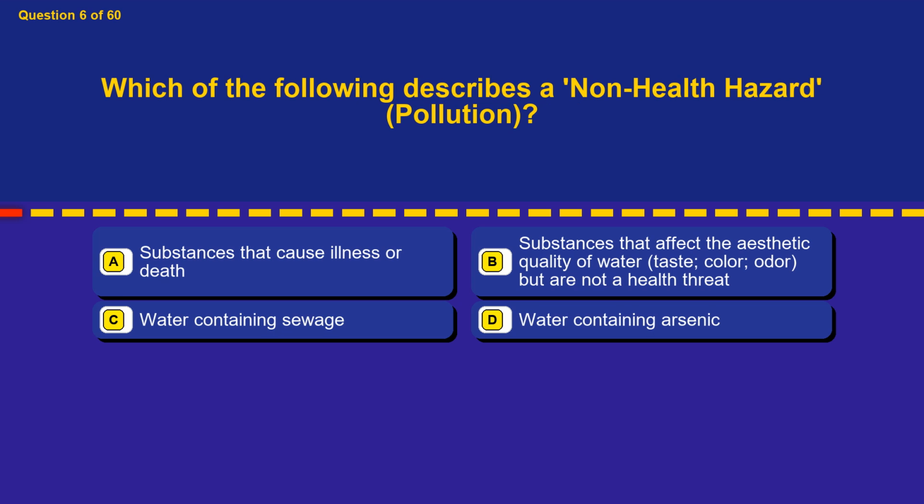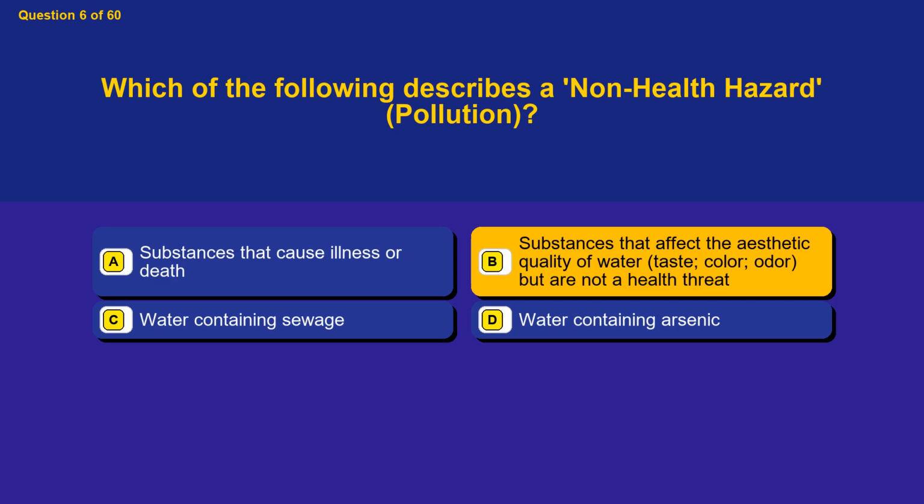Question 6. Which of the following describes a non-health hazard, pollution? Option A, substances that cause illness or death. Option B, substances that affect the aesthetic quality of water, taste, color, odor, but are not a health threat. Option C, water containing sewage. Option D, water containing arsenic.